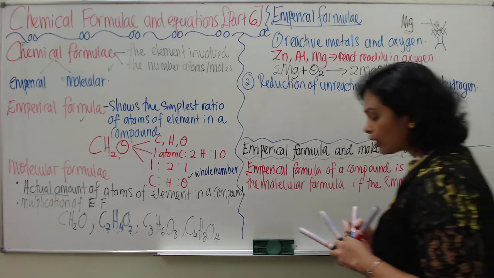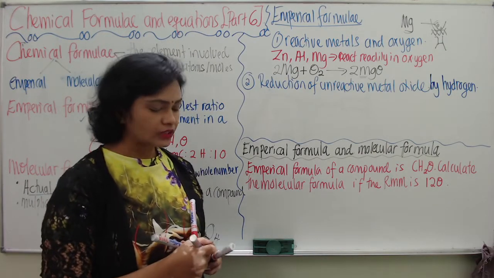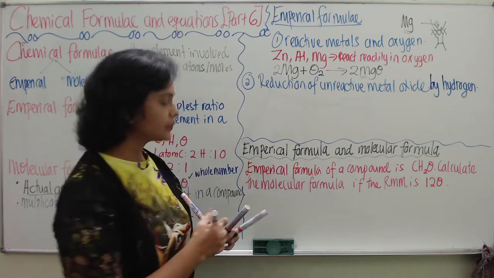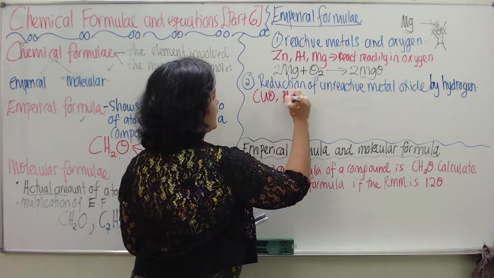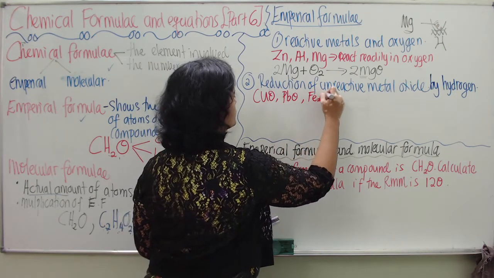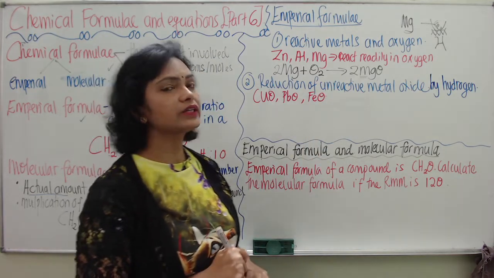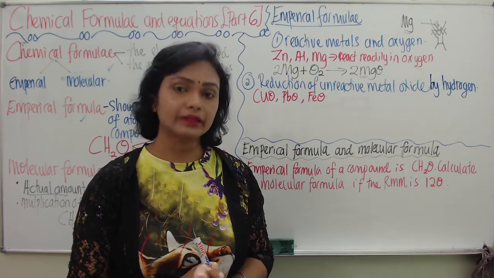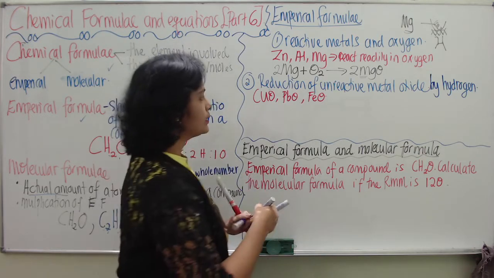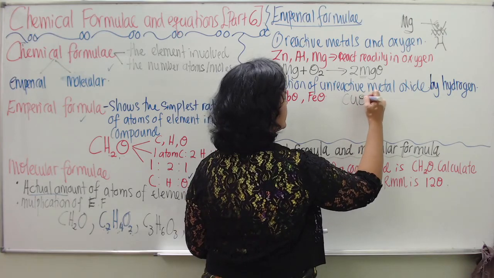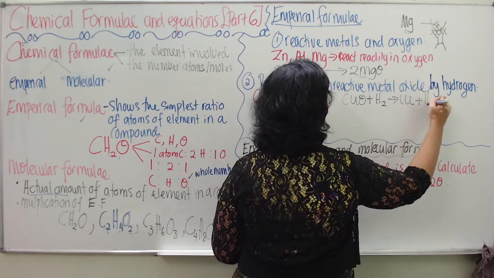I don't want to go too in depth with this, but please remember unreactive metal oxides such as copper 2 oxide, lead oxide or iron 2 oxide. The empirical formula of these three metal oxides can be determined using reduction by hydrogen. For example, let me show one example. Copper 2 oxide reacts with hydrogen to produce copper metal and water.